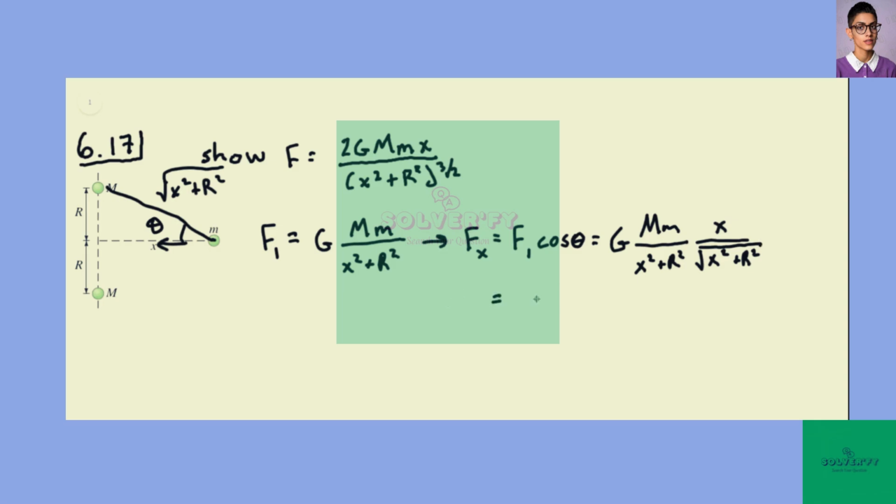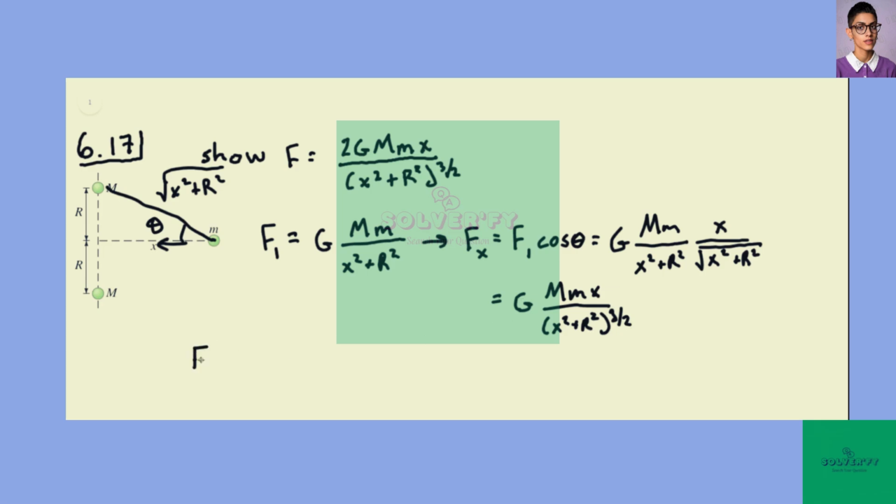And so the x component of the force from one of the masses is G big M little m x over the square root of x squared plus r squared, cubed. So we have the square root to the third power of x squared plus r squared, which is more typically written as just x squared plus r squared to the 3/2.